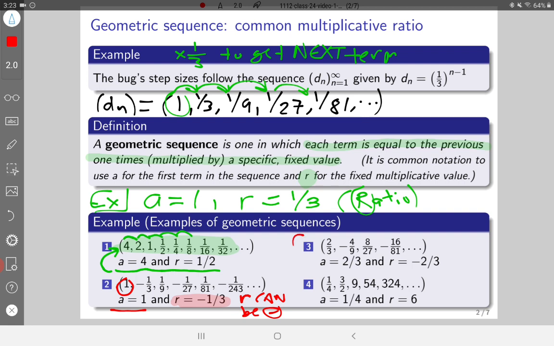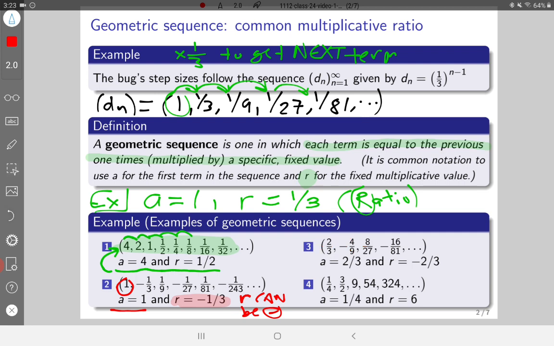Here are a couple other examples over here on the right. In the third one, a is 2/3 and r is negative 2/3, so this is also going to oscillate in sign, plus minus, and you can also see how the numerators are powers of 2 from the 2, and the bottom is powers of 3 from the 3 in the r.